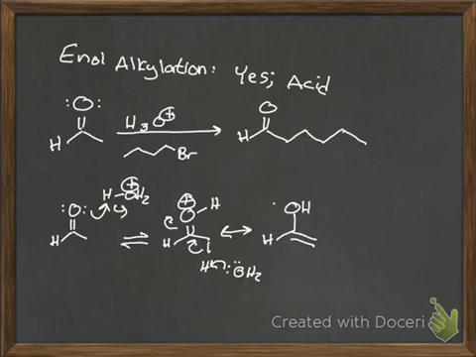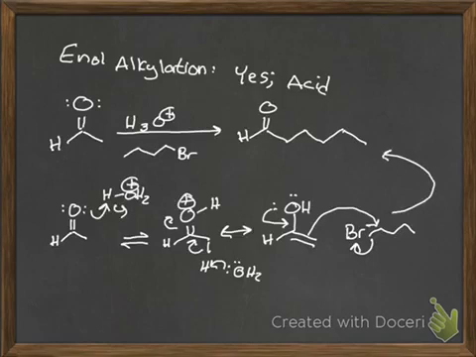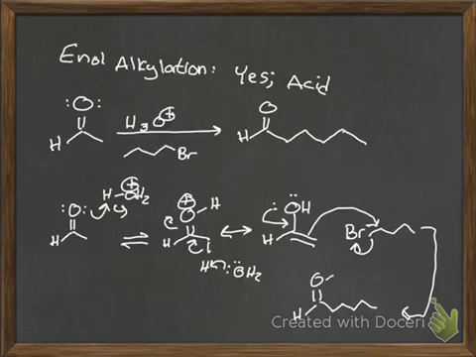And in point of fact, here's what happens. Carbon-oxygen pi bond reforms, nucleophilic attack, knocks off the bromine, and we get, well, bollocks, I'm out of room. Not quite there yet. We get this. Where all we need to do is remove the proton, and we have our final product.